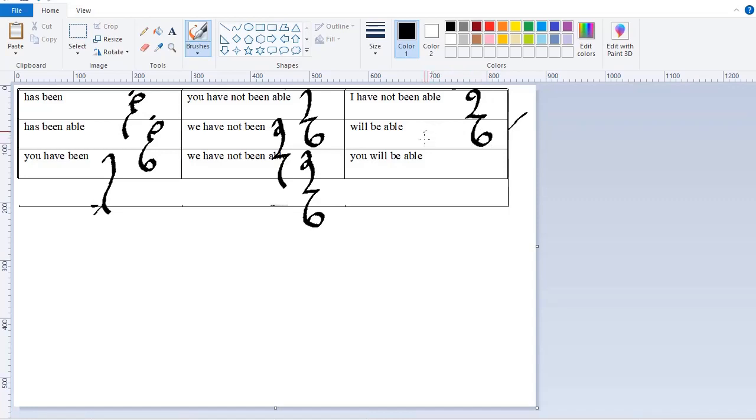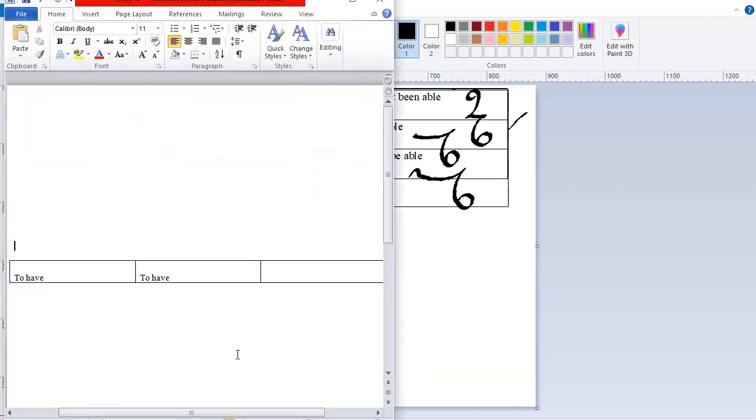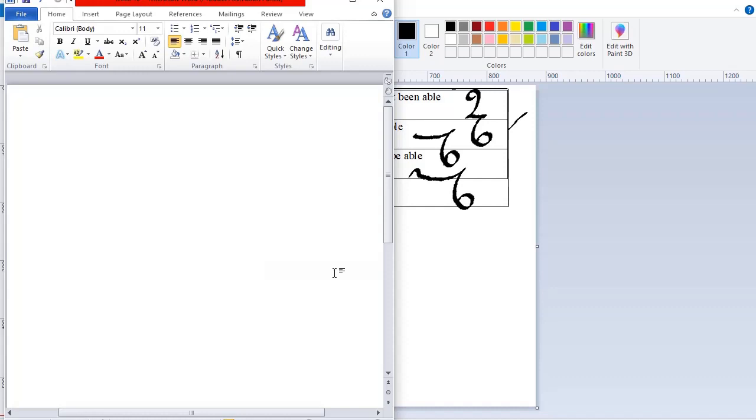Next, will be able. So, will, and then be able. See? Next, you will be able. So, we have you, and then will, and then be, and then able. Okay? So, yan. Next, let's go to our last set of words. The to phrases.